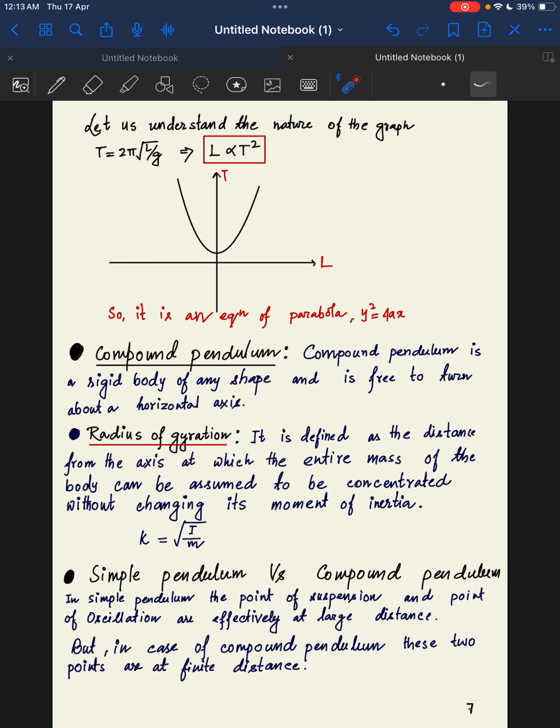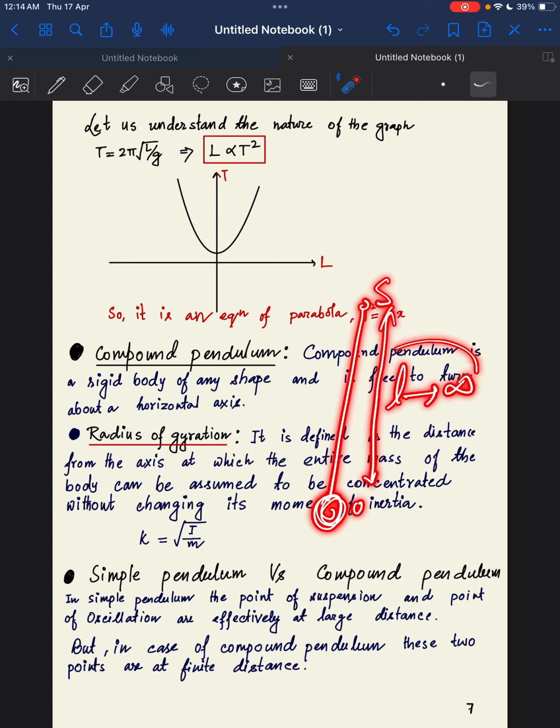So now we can define the compound pendulum. A compound pendulum is a rigid body of any shape that is free to turn about a horizontal axis. Most importantly, in a compound pendulum, unlike a simple pendulum, the point of suspension and the point of oscillation are not effectively at a large distance. Like the point of suspension here and the point of oscillation being the bob. To satisfy the point mass assumption, this distance must be very large.